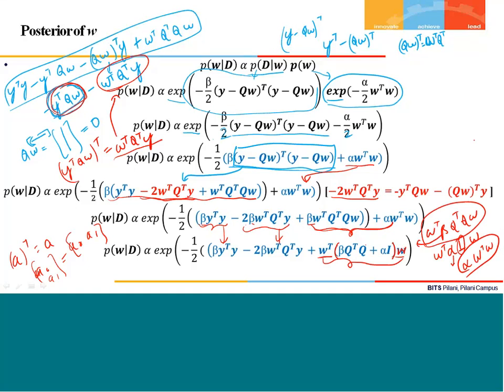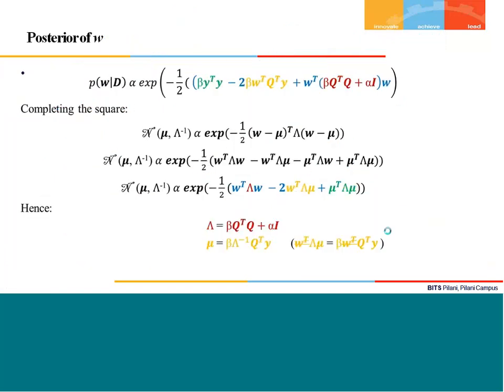So this is what we are saying: the posterior probability of w given D is the likelihood multiplied by the prior. After doing some multiplication, the posterior probability is proportional to this expression. Why are we doing this? When we come up with this expression, just put a hold here and come to this point.